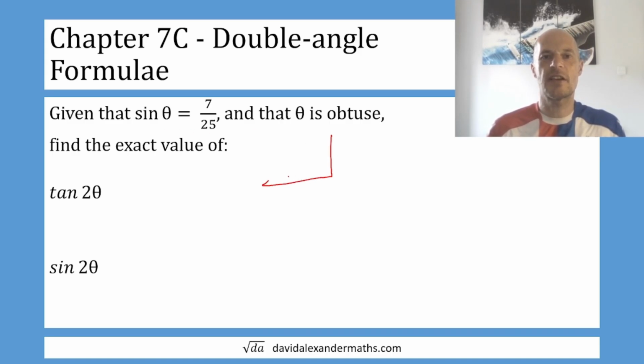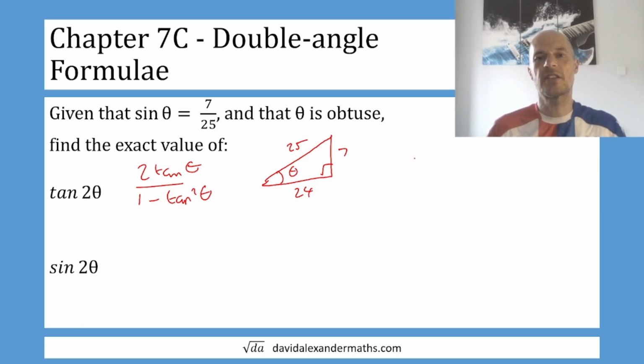Okay, for this question, we've been told that the sine of theta is 7/25. So if it's 7/25, I'll draw a little right-angled triangle. Here is my theta, so that means the opposite must be 7 and the hypotenuse must be 25. Therefore, I can work out the adjacent, which is 24. We know that tan 2 theta can be written as 2 tan theta over 1 minus tan squared theta. So what is the tan of theta? Well, the tan of theta is simply 7/24.